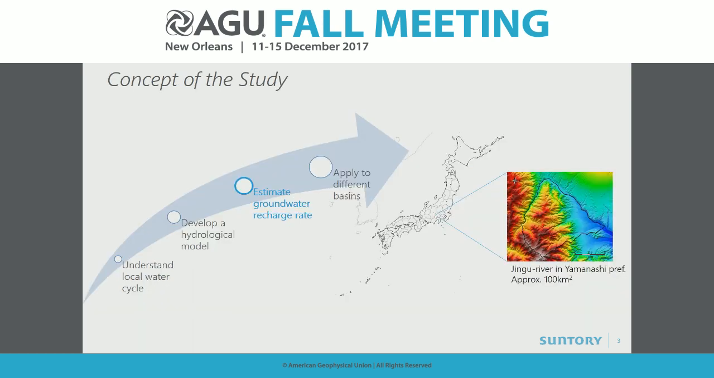So, in this study, we try to estimate groundwater recharge rate by understanding the local water cycle deeply and developing a hydrological model. And in future, we want to apply this method to different basins to make it a generalized method. And this is the study area, the Jinggu River in Yamanashi Prefecture, Japan.